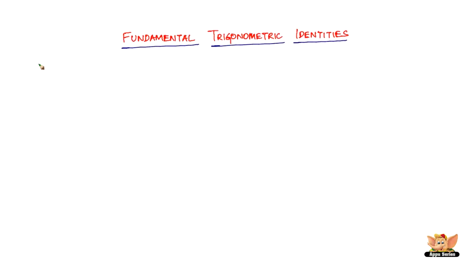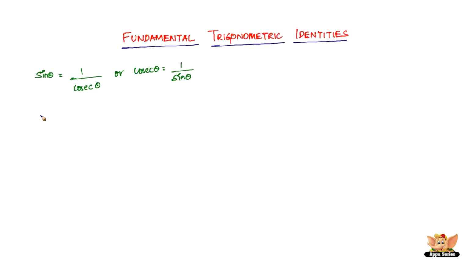One of the fundamental trigonometric identities is sine theta equals 1 by cosecant theta. If you're wondering how this is, sine theta is opposite by hypotenuse, and cosecant theta is hypotenuse by opposite. So, sine theta equals 1 by cosecant theta. Again, this is shown in the previous video. And it is also the same as cosecant theta equals 1 by sine theta. Let me write that here too: or cosecant theta equals 1 by sine theta.